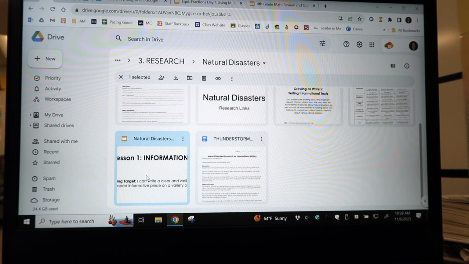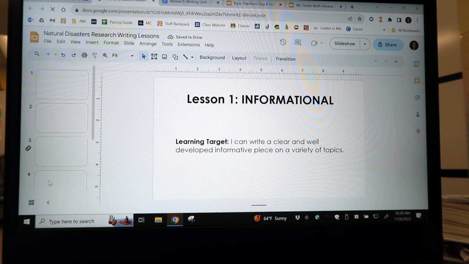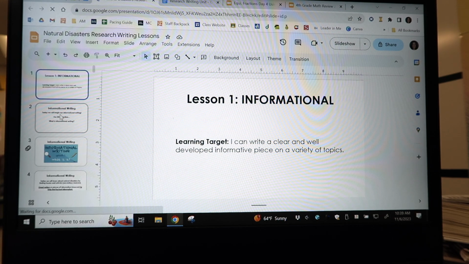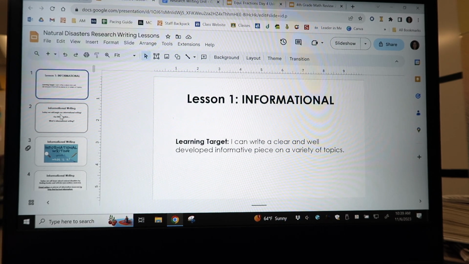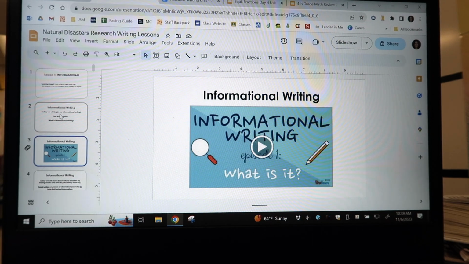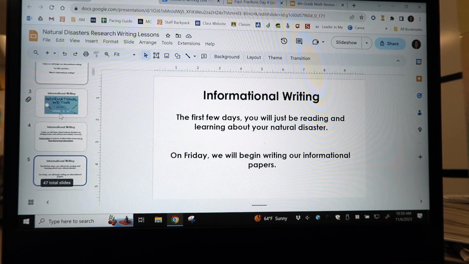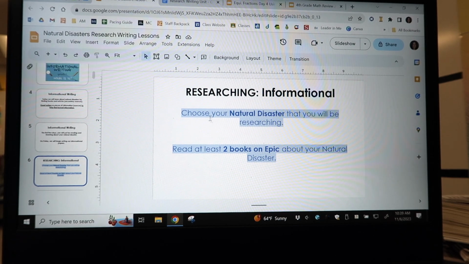So what I have been working on is our teaching slides. And so our first lesson is just introducing our topic and what is informational writing, and then how they're going to be doing the research. Whatever we do for our slides, on the final slide is what they actually are doing that day. So this is when they will choose the one they are researching, and then they have to read 2 books on EPIC about it, because I don't want them just relying on the information from the websites I give them. I want them to actually have practice researching.